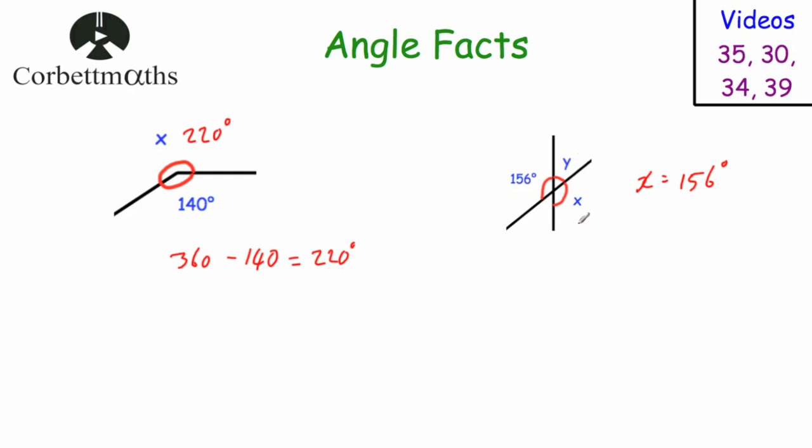And then to find the Y, well, there's two ways we can find this. One way is to just look at the straight line and say, well, Y and 156 is in a straight line. So if we take 156 away from 180, we can find Y. Or another way to do it is to look at the full circle and say, well, if you've got 156 here and this is 156, you can add those two together to be 312. And you can take 312 away from the full circle, which is 360, to see what's left for Y and the one opposite it. And when you know that amount, divide it by 2, half it to see what Y is. So I'm going to do it using just a straight line approach here, that I know that Y and 156 is in a straight line. So I'm going to do 180 minus 156, and that's equal to 24 degrees.